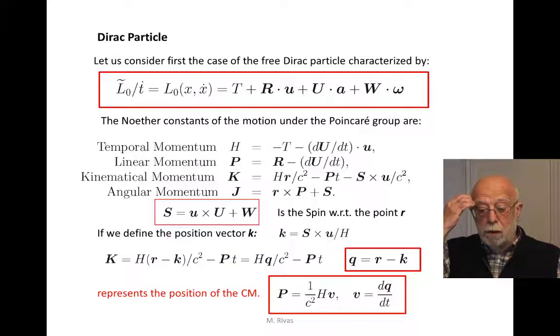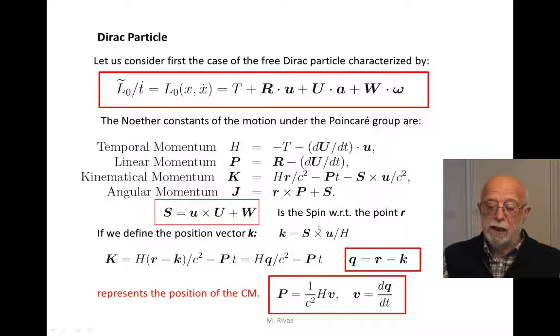But this q is different from r whenever k is different from 0, but k is different from 0 whenever the particle has a spin, and the spin is related to u and w. So whenever this more general particle contains these two extra terms compared with the point particle case, the center of mass position will be a different point than the location r of the particle.